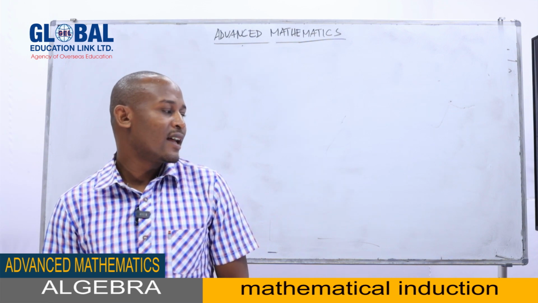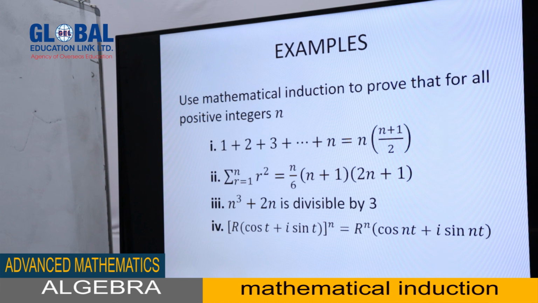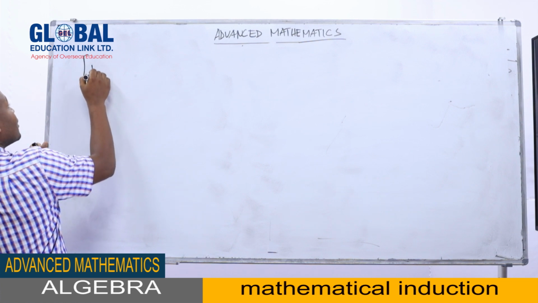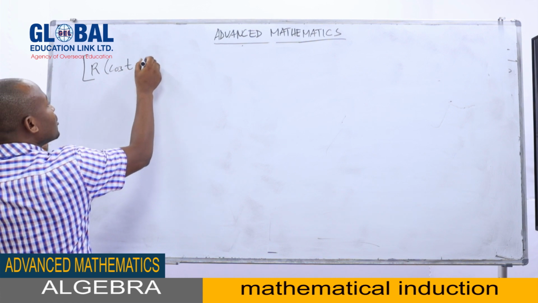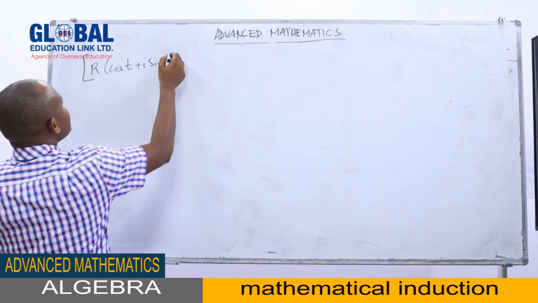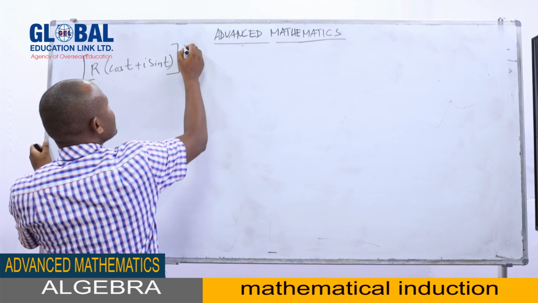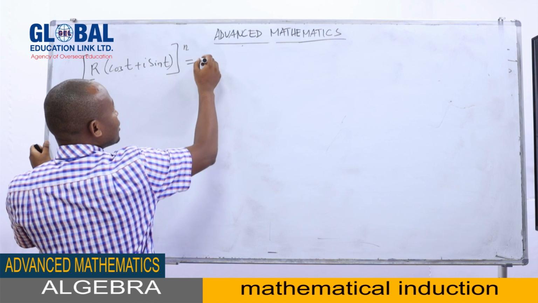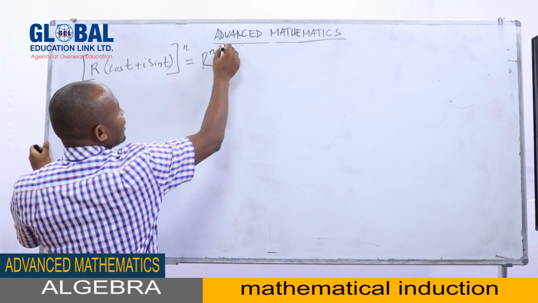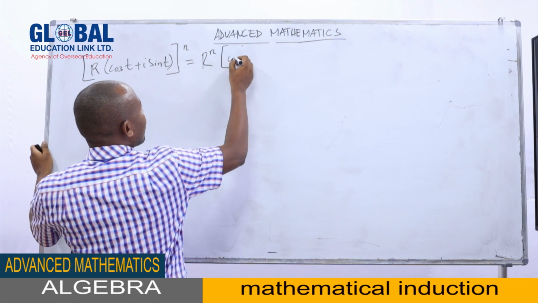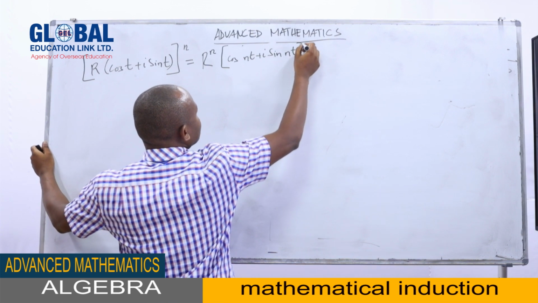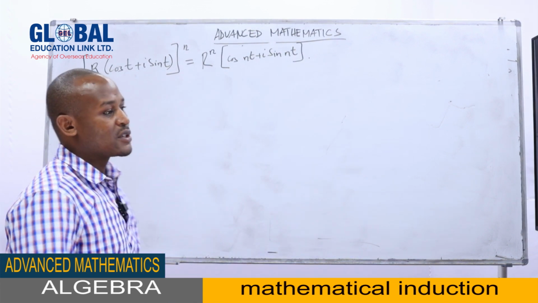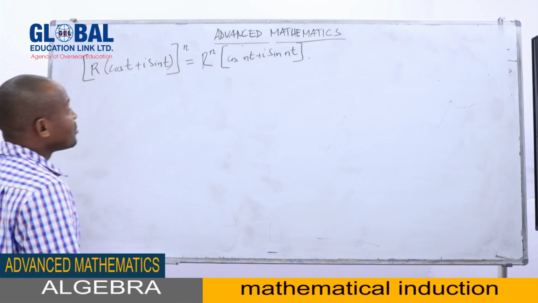Now let's check the last example, the fourth example for today. We are supposed to prove by the principle of mathematical induction that r times cos t plus i sine t, all of this raised to n, is equal to r raised to n times cos nt plus i sine nt. So we are supposed to prove that by the principles of mathematical induction. It's so simple.